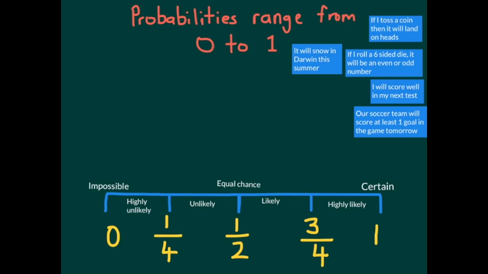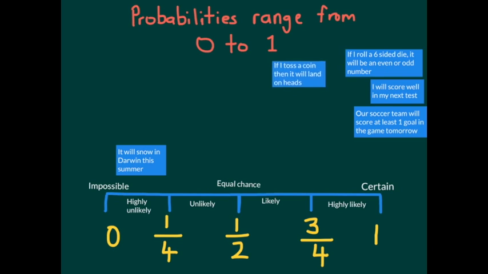So if we look at the first one here, it will snow in Darwin this summer. Well, we know that we live in Australia, so we know that Darwin is at the top of Australia, and it gets very hot in the summer, and quite hot in the winter as well. However, if we're thinking about probability of it being 0% up to 100%, well, we can't discount it altogether. It's extremely unlikely, highly unlikely, but we can't say it's absolutely impossible because you never know. So that's probably the best place to put it will snow in Darwin this summer.